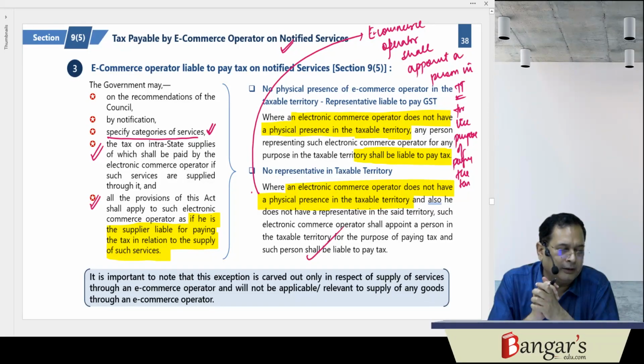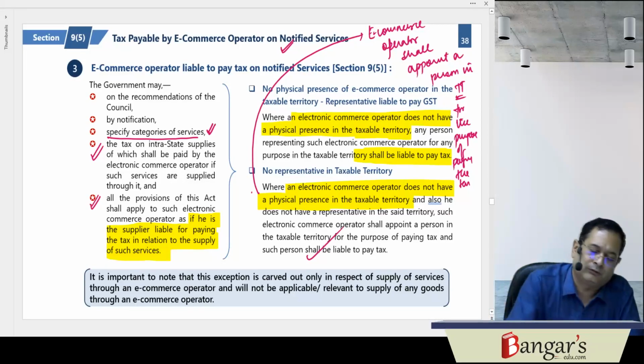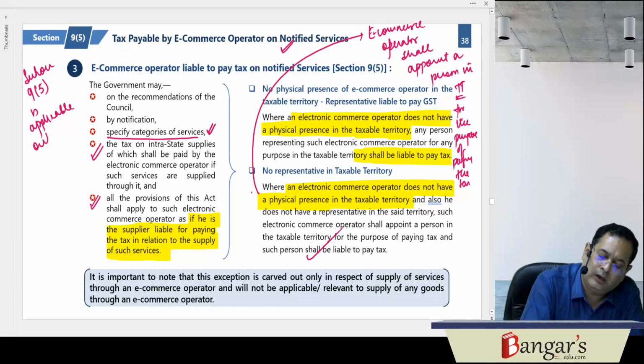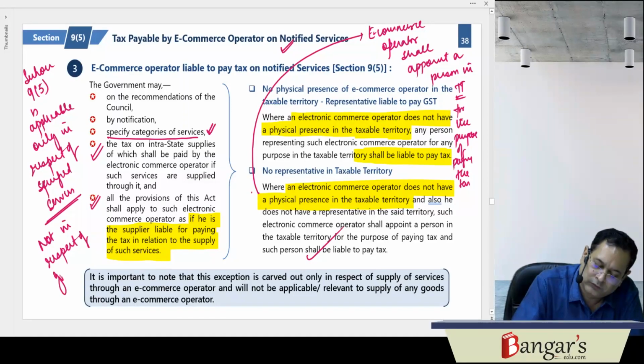So fundamentally, what important aspect we have to see is what are the services which are notified. So first of all, you must remember that section 9(5) is applicable only in respect of specified services, not in respect of goods.